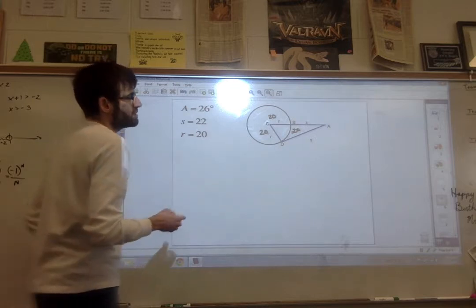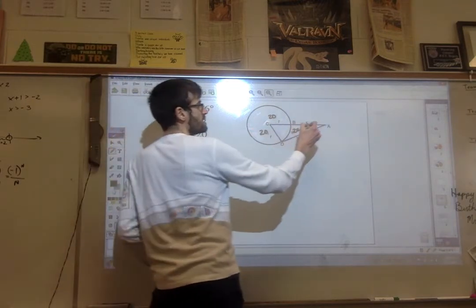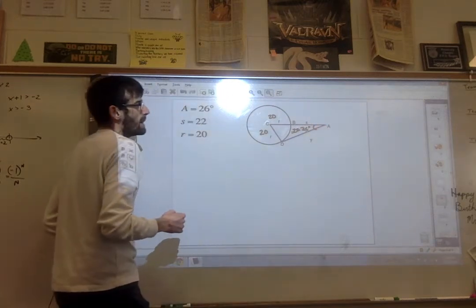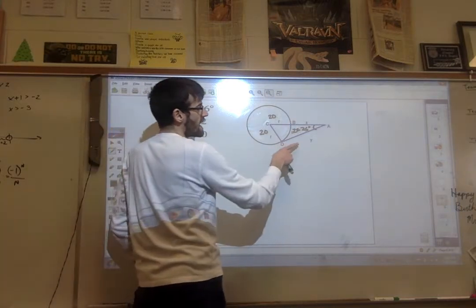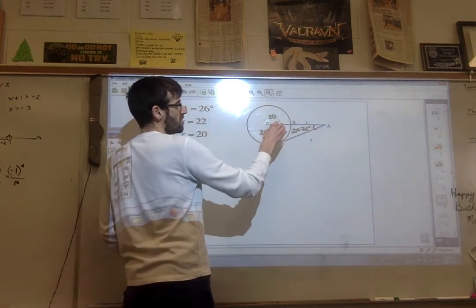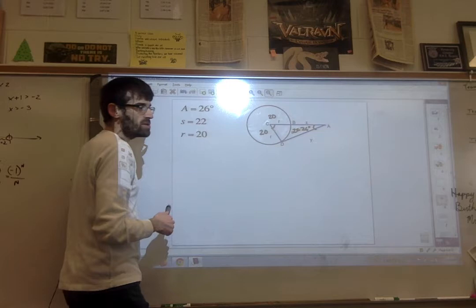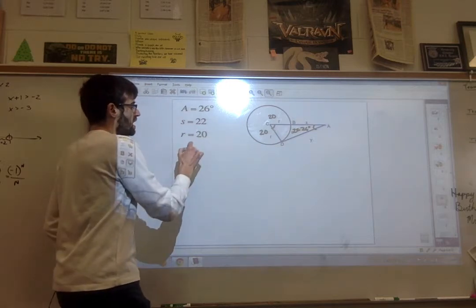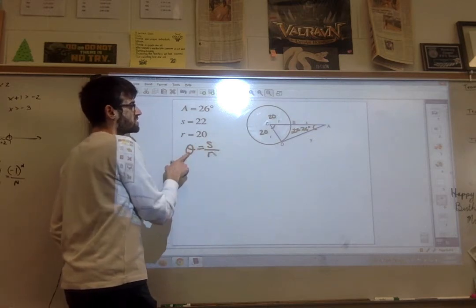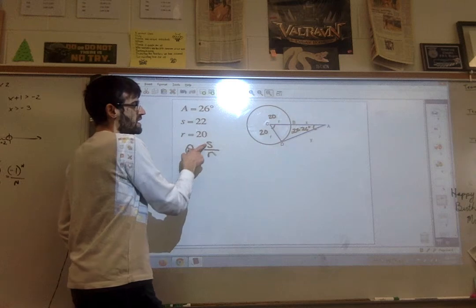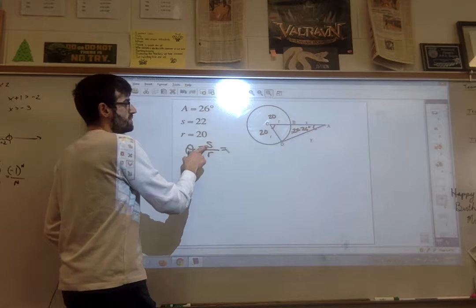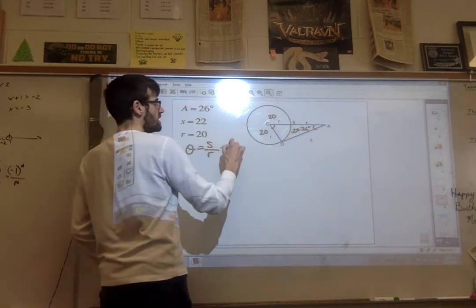The first thing I'm going to do is get this angle, because the only angle I'm given is 26. Since I do not have Y or X, I do not know their relationship, so I have to solve for this angle C. Now, remember when we talked about radians, we said that theta equals S over R. So this is the angle that it cuts off in radians, the arc length over the radius. So I know that that is going to be, in radians, 22 over 20.